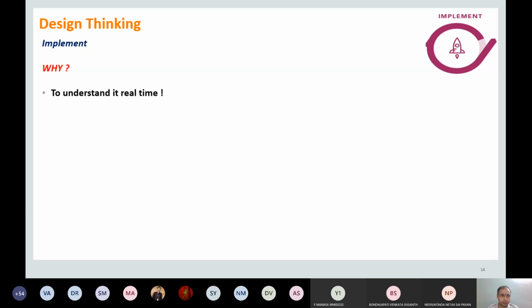Then implement. How are you going to implement? Why implement? Because then only you'll understand in real time how the product will behave in the market. By how you're going to enter into the market, and again after entering, you're going to follow the product thoroughly, continuously, to understand when it reaches the customer, what the customer feels about the product. So reach the customer, introduce the product in the market, follow the product, go to the customer, ask him what is your experience after buying this product, whether you're happy with the product.